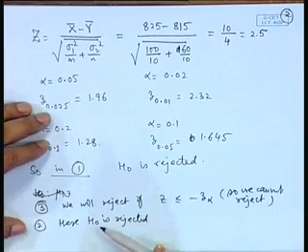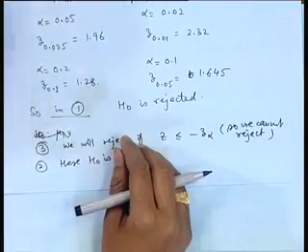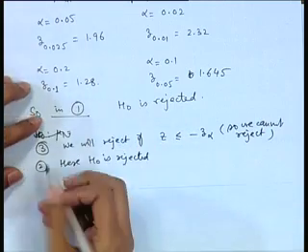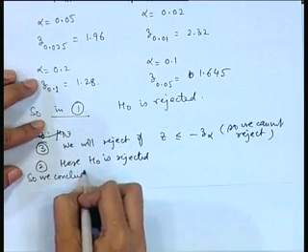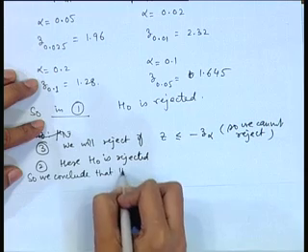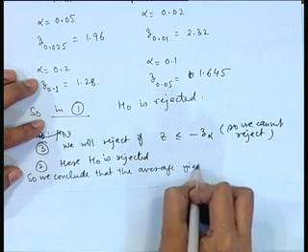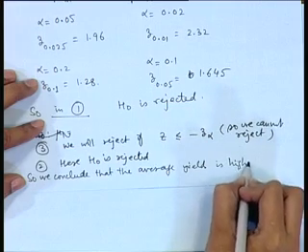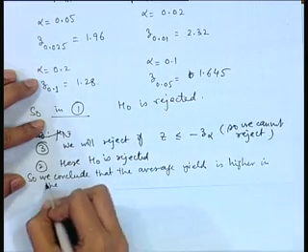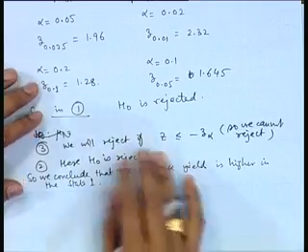So, we conclude that the average yield is higher in state 1. Let us see this description carefully.